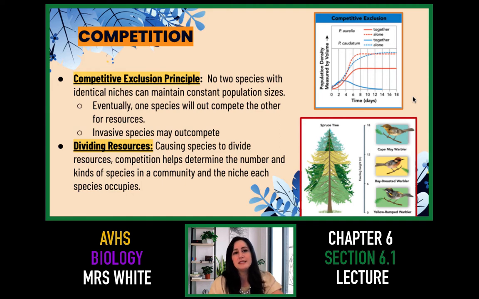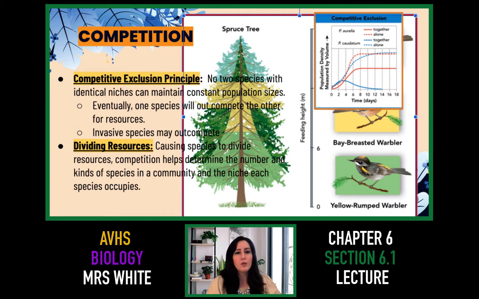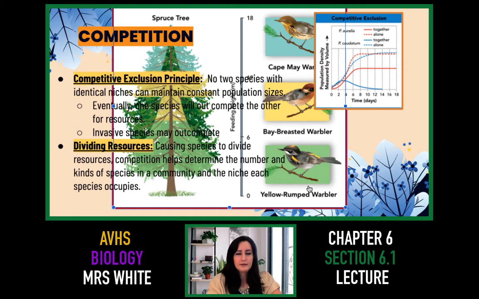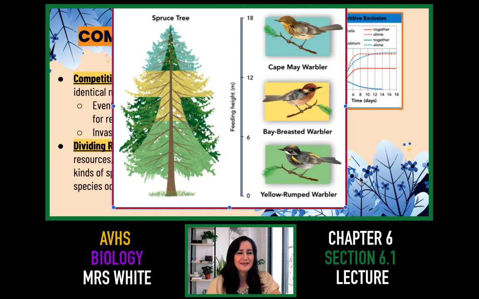Now, there is also the idea of dividing resources, which can cause species to divide and compete for those resources. And it actually helps determine the number and the kinds of species in a community and the niche each species occupies. So let's take a look at this visual here. All right, so here we can see that each of the warblers, which are a type of bird, and let me move this over so you can see a little better, and sorry, bring that to the front. There we go. And we see it's simply one spruce tree. So it's the same habitat that they're living within.